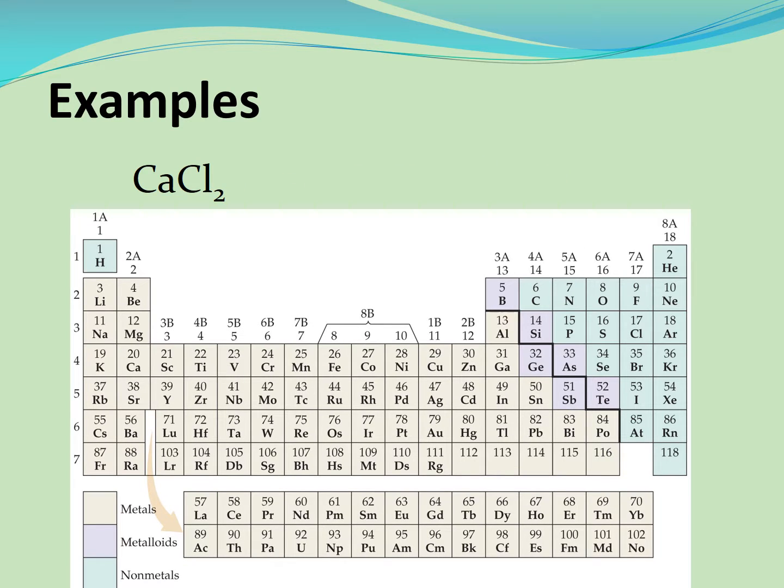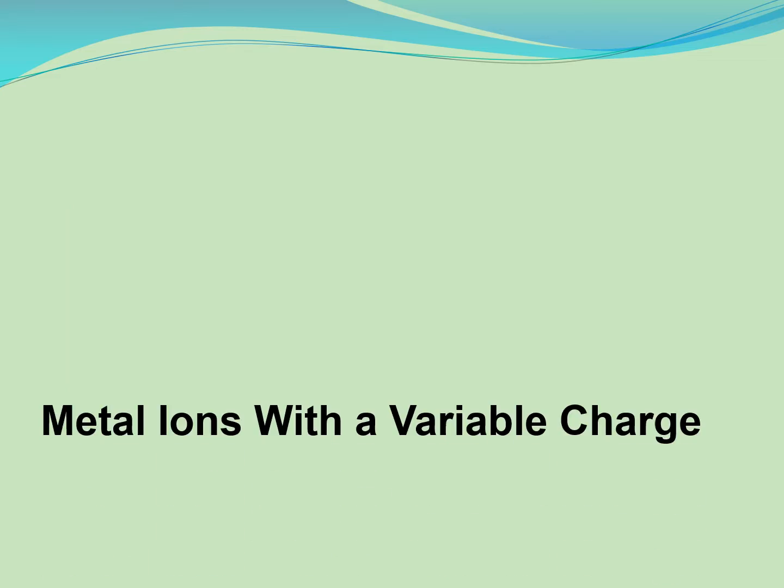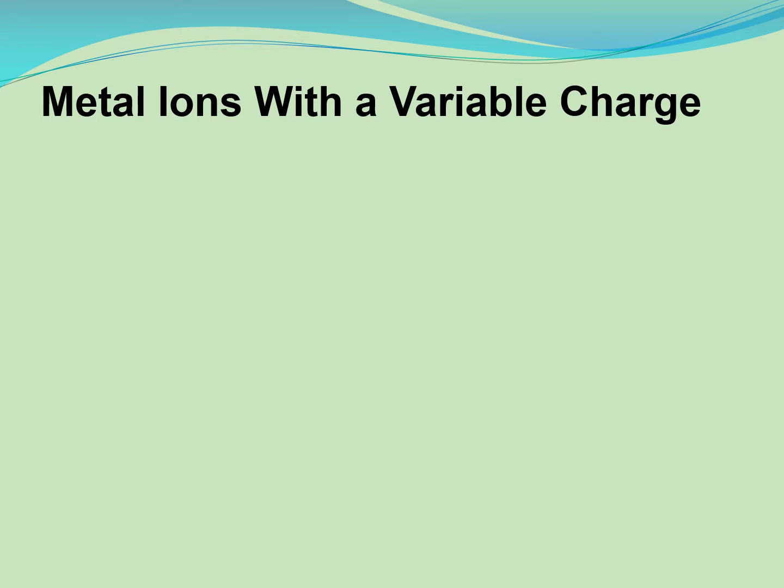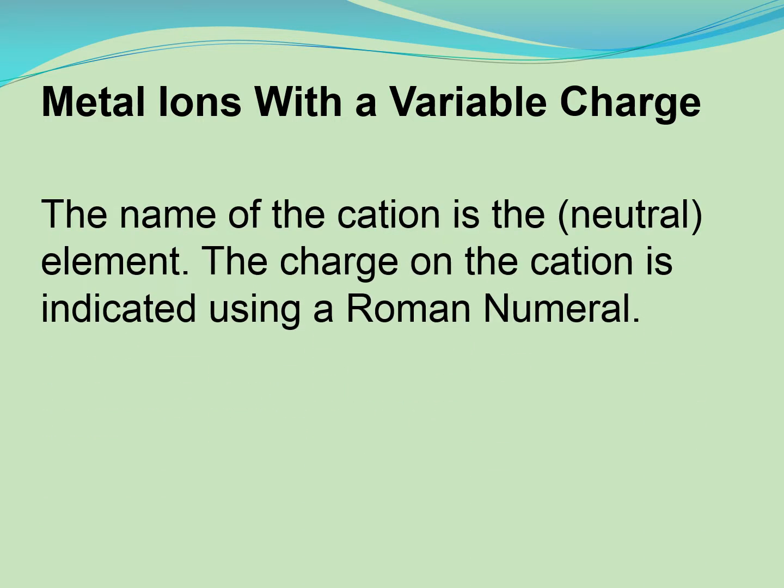Calcium and chlorine. Here calcium has a +2 charge, and chlorine, of course, is a halogen, calcium chloride. So metal ions with variable charge. Variable just means that you can have an element with different charges, and it depends on the conditions it's in.